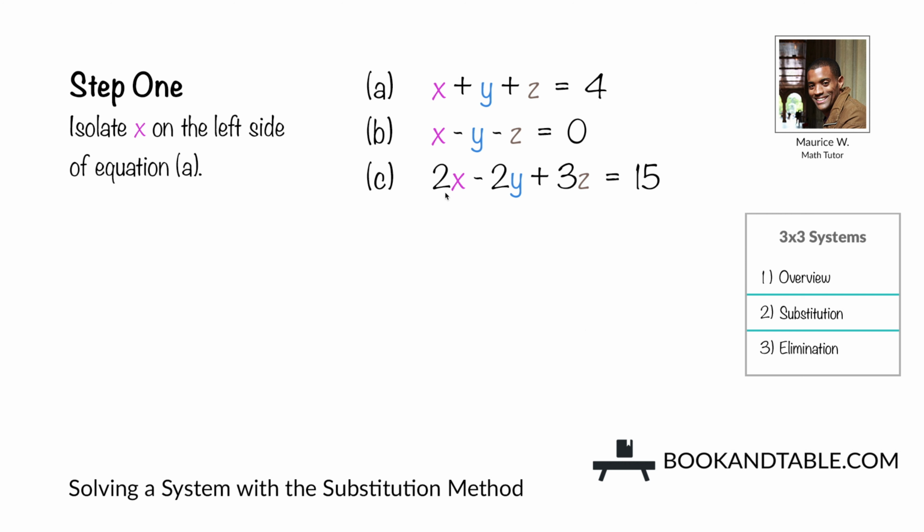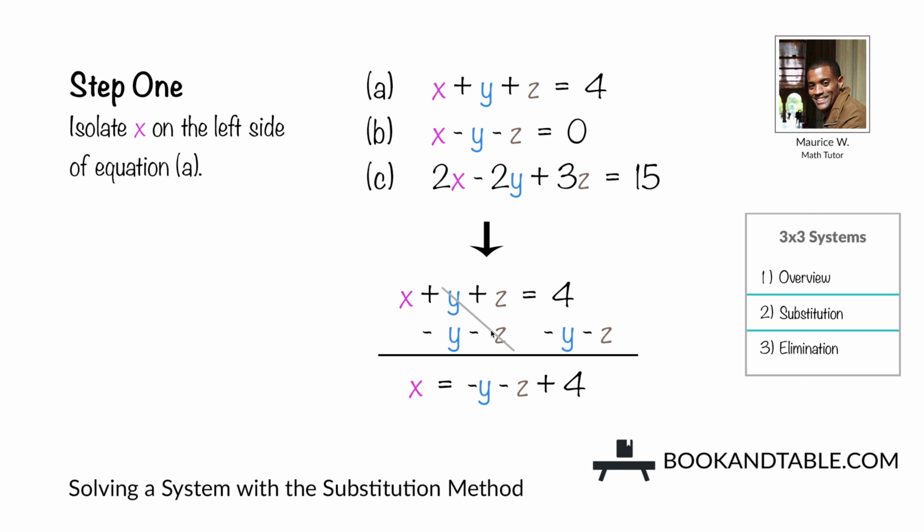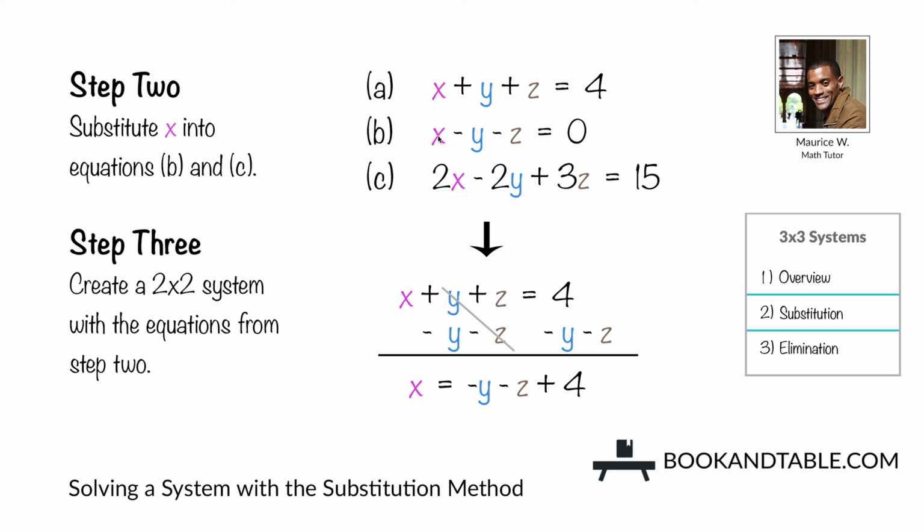So step 1, we want to take equation A and isolate x on the left side. So we have x plus y plus z is equal to 4. In order to isolate x, we need to subtract y and subtract z from both sides, giving us x is equal to negative y minus z plus 4. And now that we have an expression for x, we want to substitute x into equations B and C here.